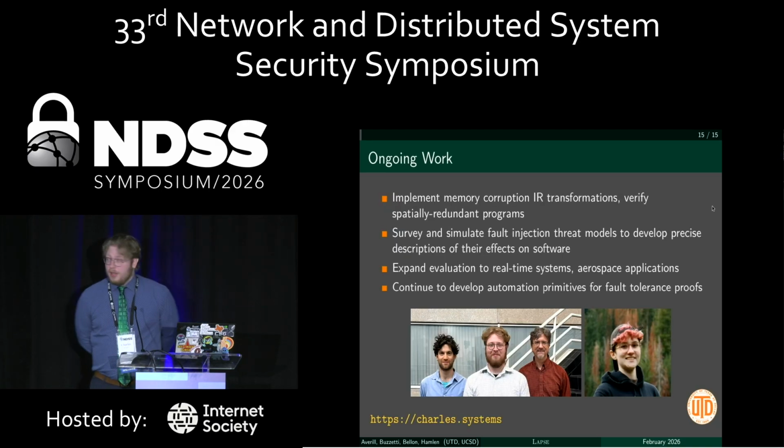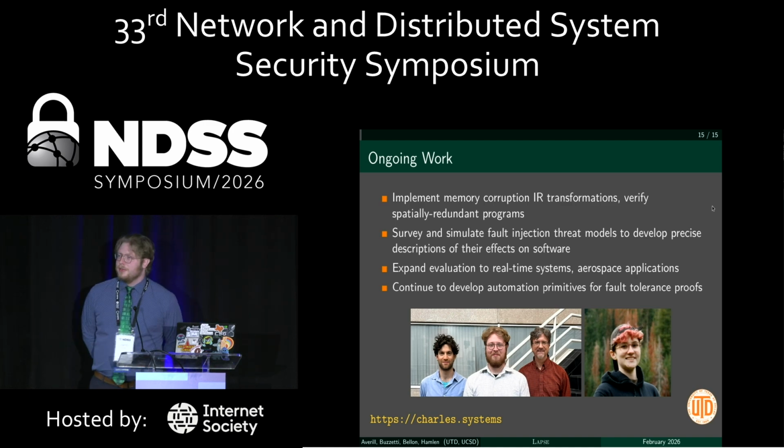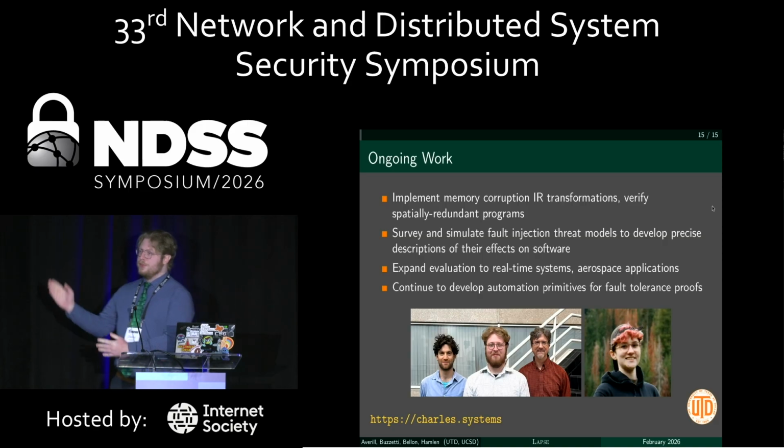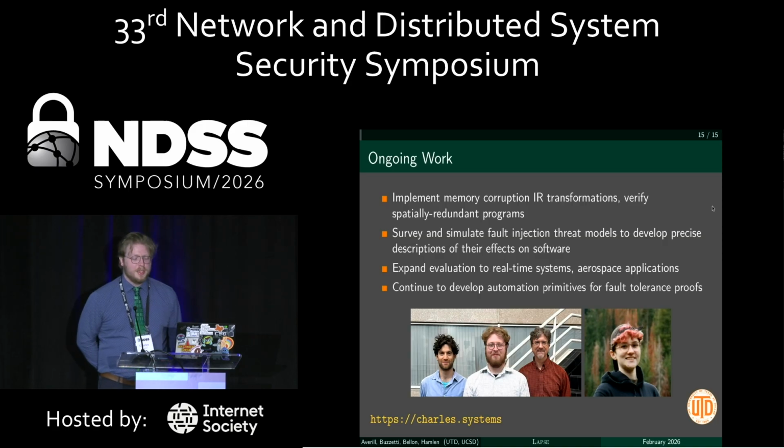So we are still working on this, obviously. We'd like to continue building up our set of fault models. We'd like to better support memory corruption, and we'd like to perform some survey of all the different kinds of faults out there, and write better injection functions, and write more proofs for real-time systems and aerospace applications. There's a whole lot of work that can start from here, and of course we want to make it more automatable because who doesn't like automation?